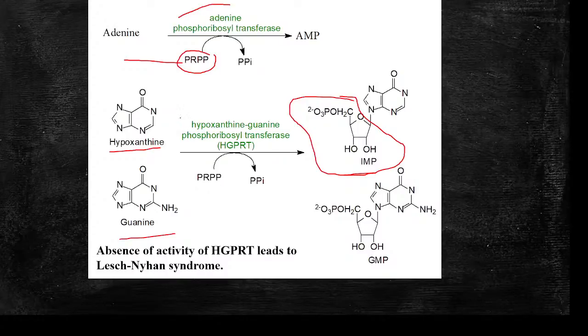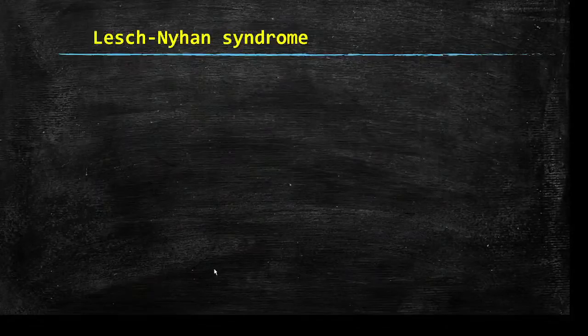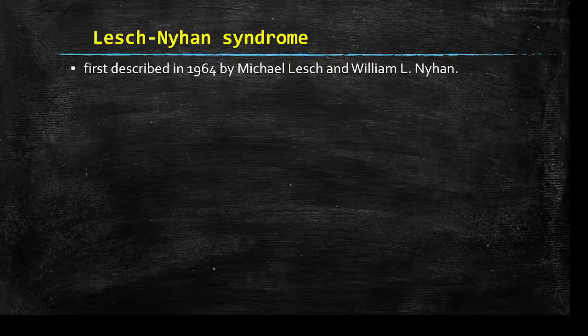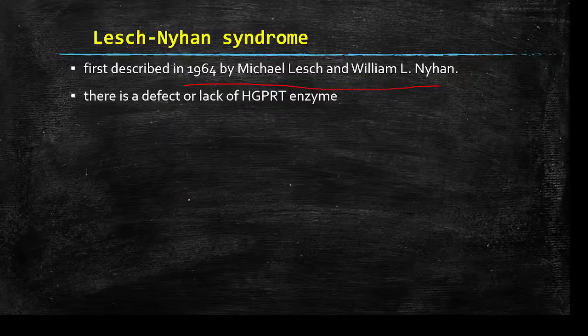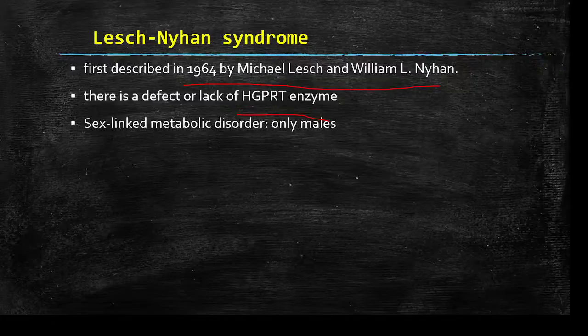Okay, so a defect in HGPRT, or a lack of this HGPRT enzyme, will lead to a metabolic disorder known as Lesch-Nyhan syndrome. So we will look into that. What is this Lesch-Nyhan syndrome? This was first described in 1964 by Michael Lesch and William L. Nyhan. A defect or lack of HGPRT enzyme leads to a sex-linked metabolic disorder which occurs only in males.